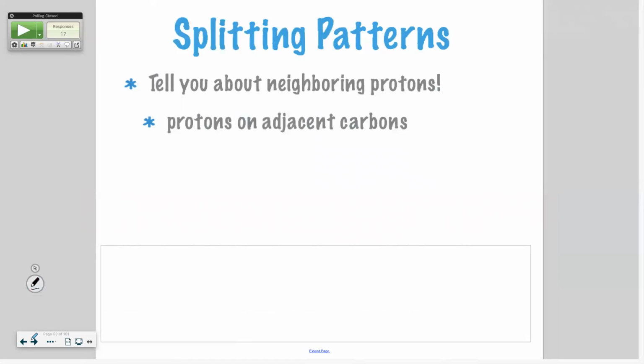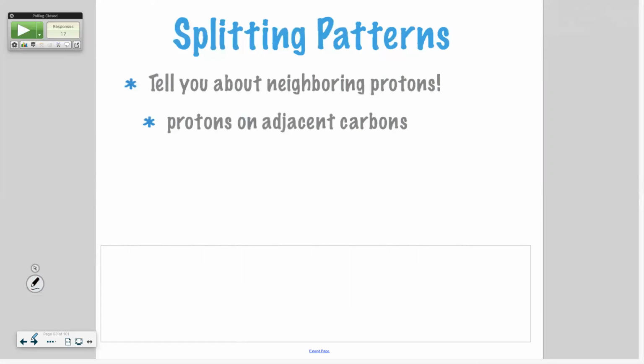Okay, now there's something else, the last thing to talk about to help you decipher an NMR: the splitting patterns. The splitting patterns tell you about the protons on adjacent carbons. Only the ones on adjacent carbons have anything to do with it. So if you are a carbon and you have one proton next to you, that proton is not the one that's flipping, you're the one that's flipping.